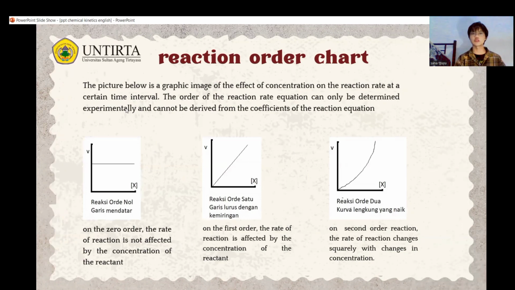Reaction order chart. The picture below is a graphic image of the effect of concentration on the reaction rate at a certain time interval. The order of the reaction rate equation can only be determined experimentally and cannot be derived from the coefficient of the reaction equation. On the zero order, the rate of reaction is not affected by the concentration of the reactant. On the first order, the rate of the reaction is affected by the concentration of the reactant. On the second order reaction, the rate of reaction changes squarely with the change in concentration.